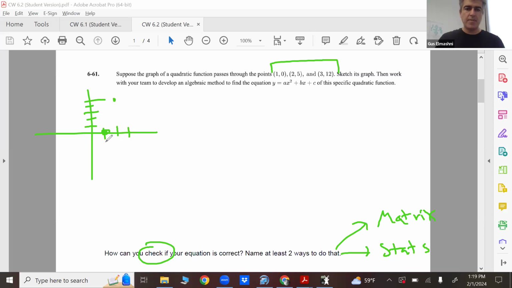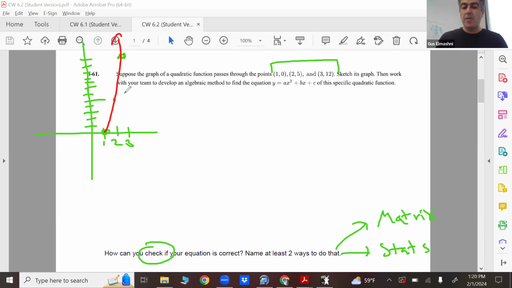And 3, 12. 6, 7, 8, 9, 10, 11, 12. So I would gather it kind of looks like that. Okay, but we want the equations.